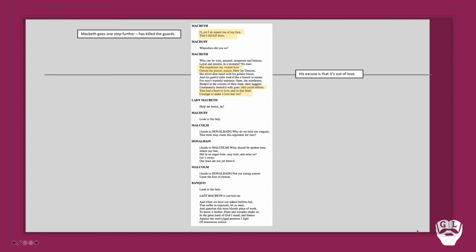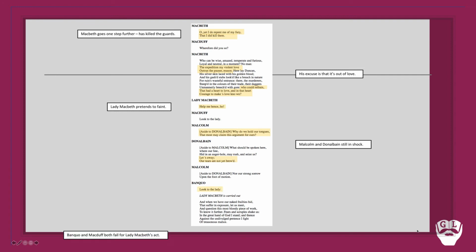Lady Macbeth then pretends to faint, and this is completely believed by Macduff and Banquo, who both say "look to the lady," which we'll come on to soon. However, Malcolm and Donalbain are completely stunned. They're in shock. "Let's away, our tears are not yet brewed. Why do we hold our tongues, that most may claim this argument for ours?" They don't know what's happened. They don't know what's going on here, and they are completely shocked and stunned in doing so.